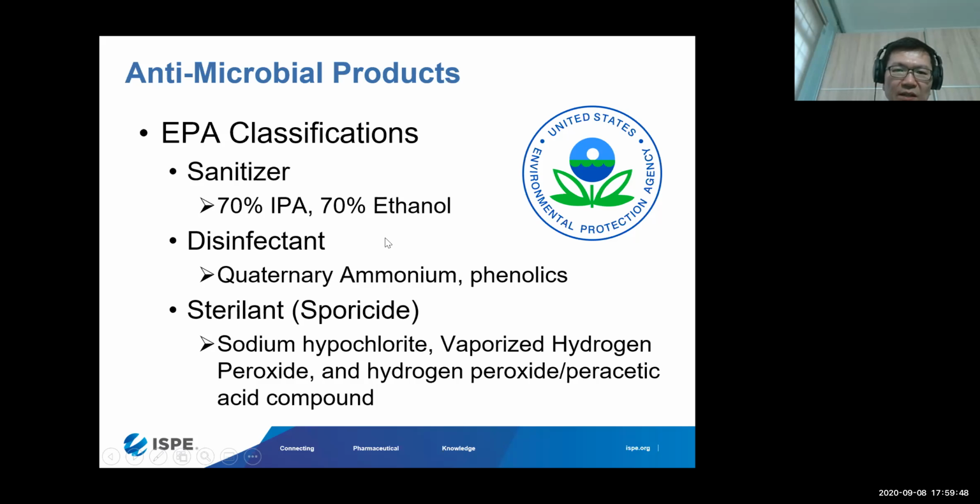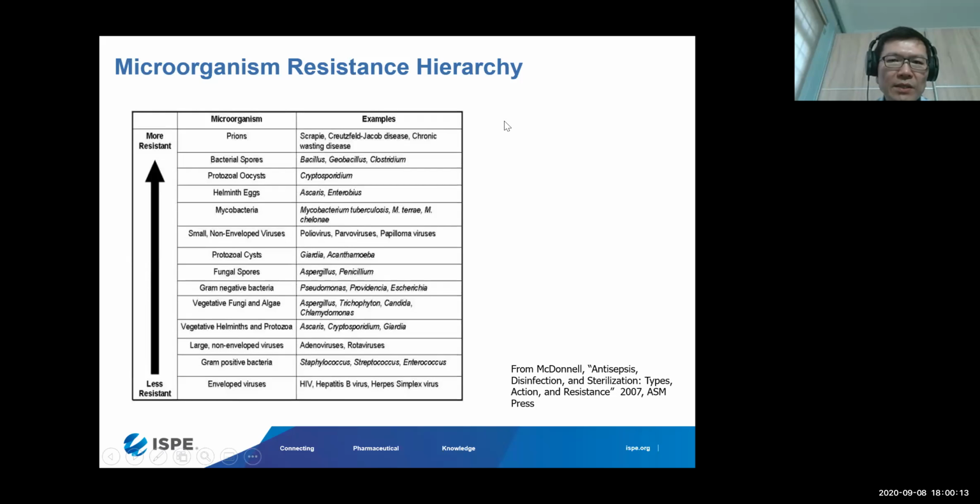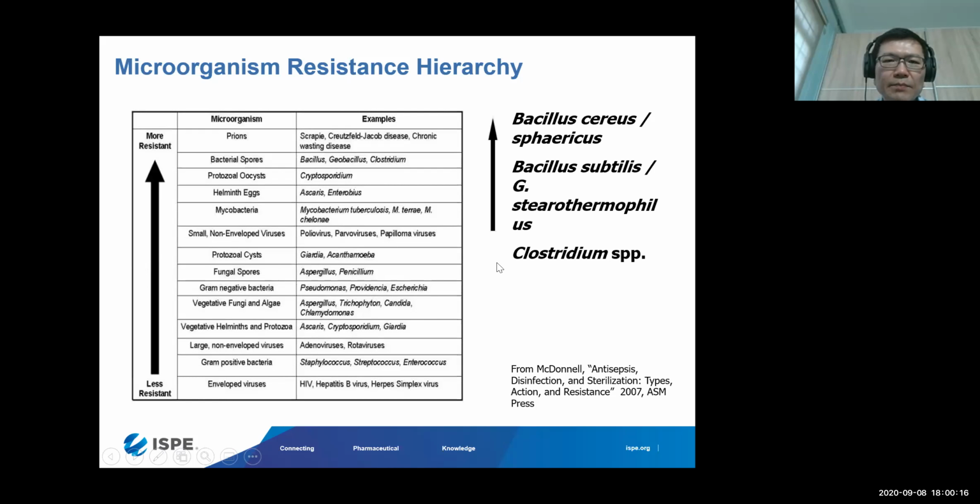So in the disinfectant efficacy studies, if you test sanitizer or disinfectants against the bacterial spores, likely you will get failed results. So understand the efficacy of your chemical disinfectants and their intended use before you decide what to test against what microorganisms. So this is the microorganism resistance hierarchy, which has been shown during the other presentations. This basically shows you the resistance.